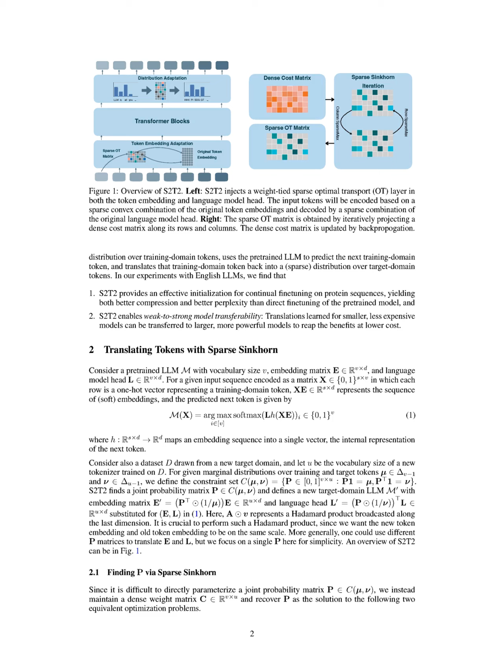Once P is obtained, we create a new target domain LLM by adjusting the embedding matrix E and language model head L, using the Hadamard product of P with the original matrices, ensuring that the scales are compatible. Finally, during the forward pass, the model predicts the next training domain token based on the target domain input, and this token is translated back into a distribution over the target domain tokens, completing the translation process. This method allows for effective initialization for continual fine-tuning on protein sequences, enhancing both compression and perplexity metrics.